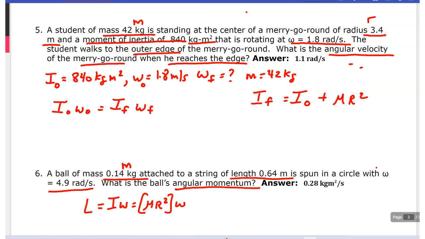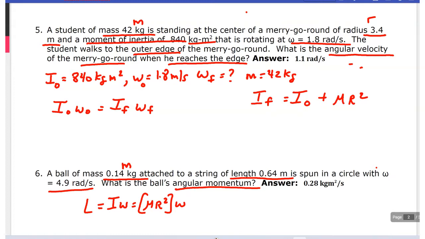Well, this is a different problem here. Question 5 on our angular momentum handout. You've got a student, 42 kilograms, at the center of a merry-go-round, radius 3.4 meters, and a moment of inertia of 840, and it's rotating at 1.8 radians per second. She walks to the outer edge, of course, which changes the distribution of mass in the merry-go-round, increases it, right?